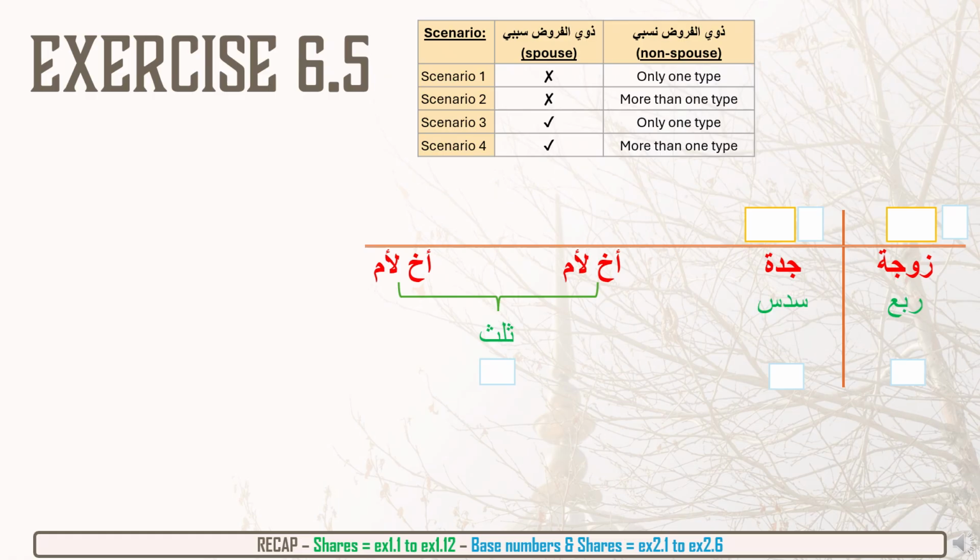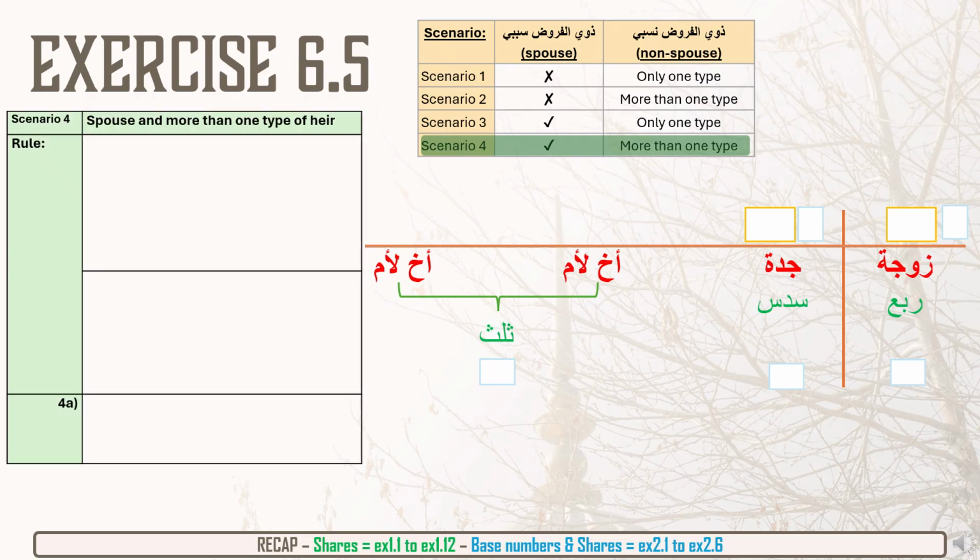So which scenario is it? Well, this time is scenario 4, which is the most complicated scenario, because there is a spouse and there's more than one type. There's grandmothers and maternal brothers. So what is the rule? So first of all, as you can see, we split up the spouses and the non-spouse. So that's why there's a line there.